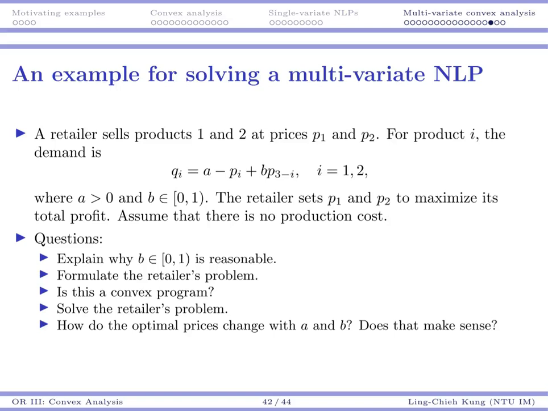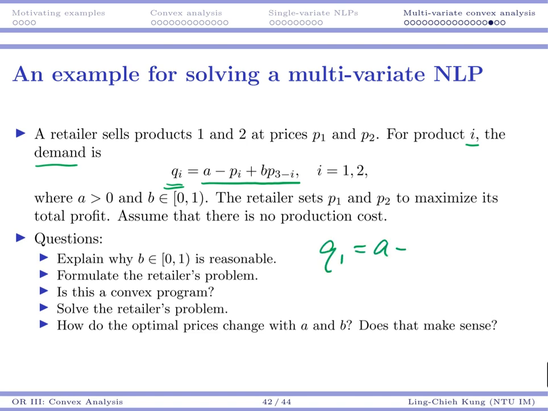So now let's consider a real problem, or a problem with some context. Suppose there is a retailer selling product 1 and product 2. Let's say the prices are P1 and P2. These prices affect the demands. For product i, the demand is denoted as Qi, and let's say it is in this function. So P1 and P2 affect Q1 in this way.